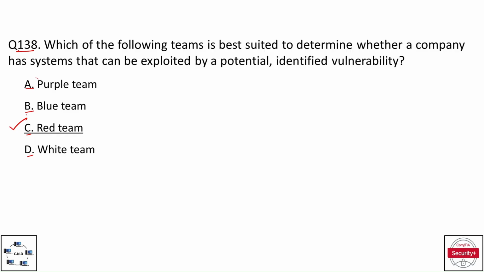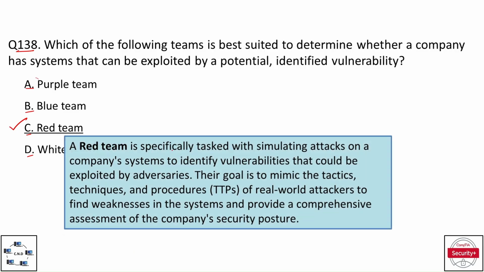Option C, red team. So a red team is specifically tasked with simulating attacks on a company's system to identify vulnerabilities that could be exploited by adversaries. Their goal is to mimic the tactics, techniques, and procedures of real-world attackers to find weaknesses in the system and provide a comprehensive assessment of the company's security posture.